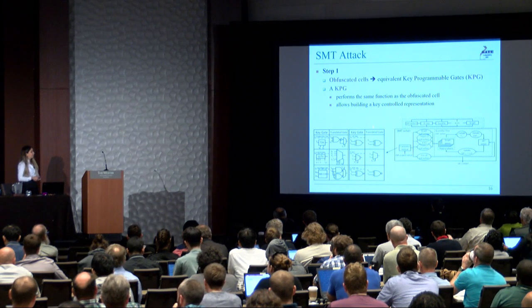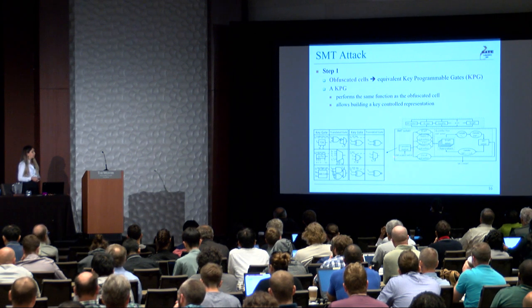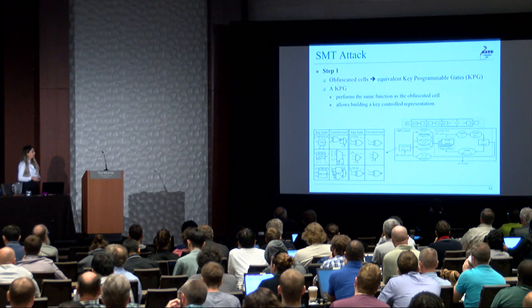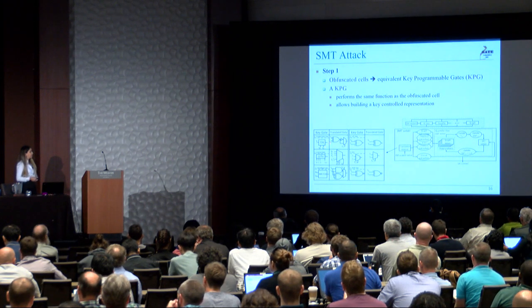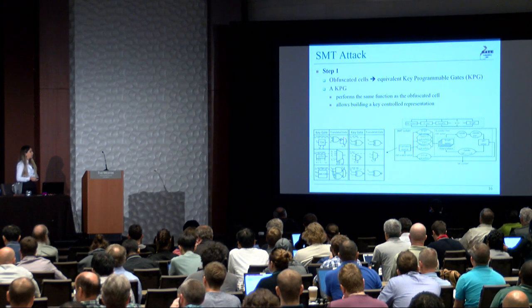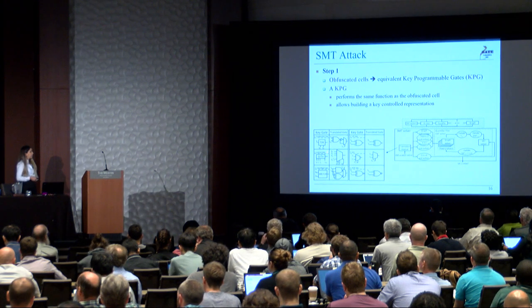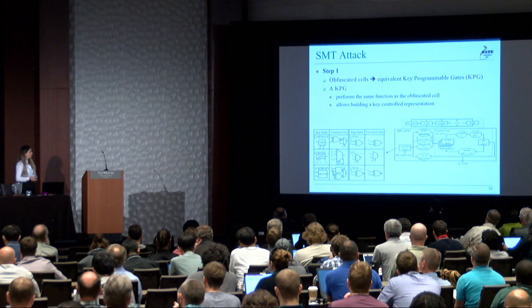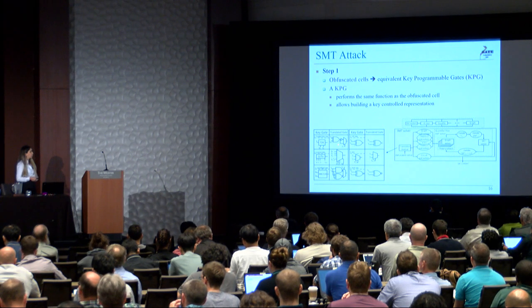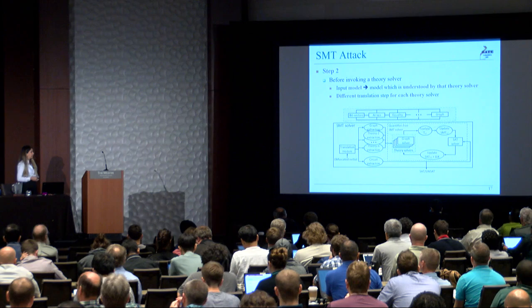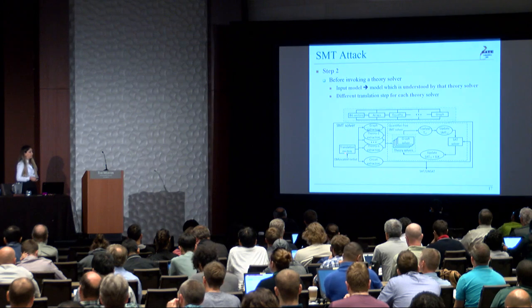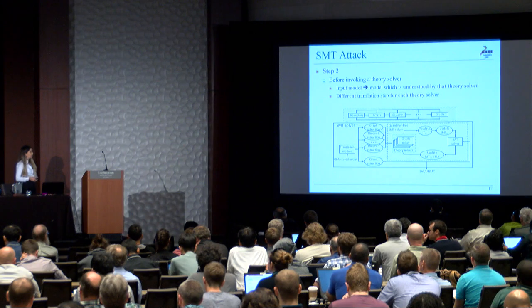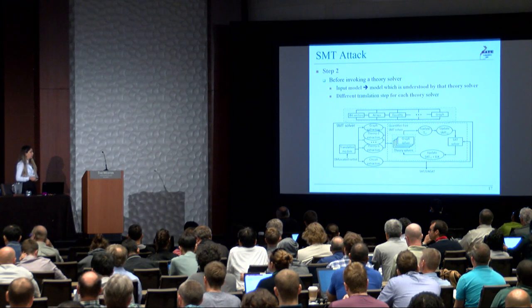Before calling the SMT attack, a few preliminary steps should be taken in order to make the obfuscated netlist translatable by the theory solver and the SAT solver. The first step is simply replacing the obfuscated gate with its equivalent key programmable gate, KPG. KPGs perform the same function as the obfuscated cells, and allow building a key controlled representation of the obfuscated netlist. Also, before invoking the theory solver, the obfuscated netlist should be translated to what is understood by the theory solver. The translation step may be different for each theory solver used.